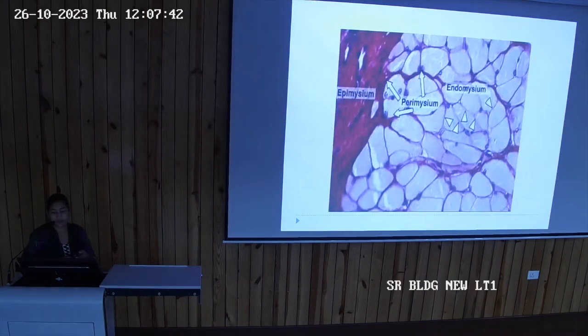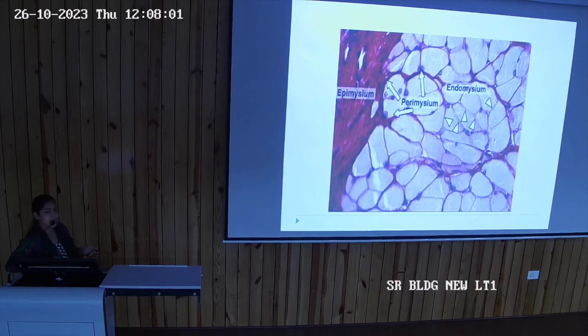If we see the histological picture, these layers are connective tissue layers. These are fasciculi. All these fasciculi are covered with the epimysium, and the individual fasciculi are covered with the perimysium. In the fasciculi there are a number of muscle fibers, each having a covering called the endomysium. So all of them have a connective tissue layer.